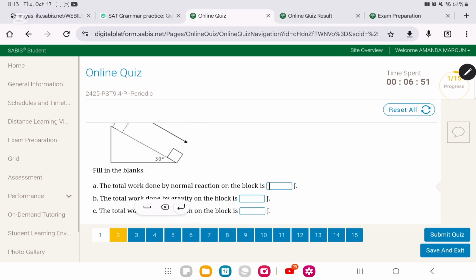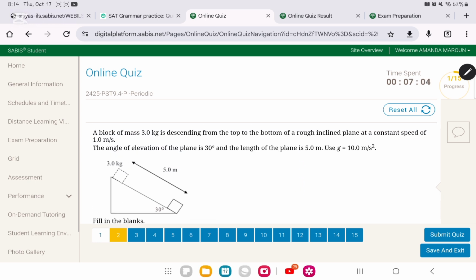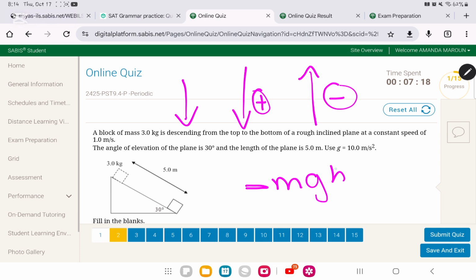Now the total work done by normal reaction: anytime you see normal reaction, put 0. Quickly, normal reaction, you see it, 0. Now the total work done by gravity. The work done by gravity, we said if it goes down, then it is positive, but if it goes up, then it is negative. So it is descending, so it's going down. So it's going to be minus mgh. The work, my bad, it's going to be plus. You see, when you don't focus you make silly mistakes like me, don't do like me.